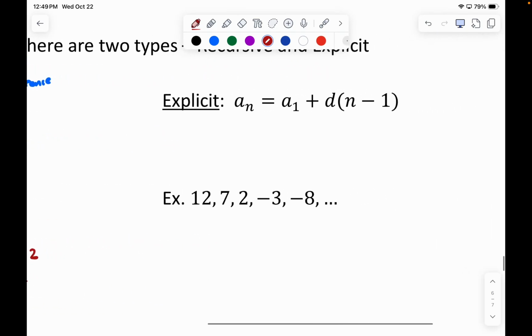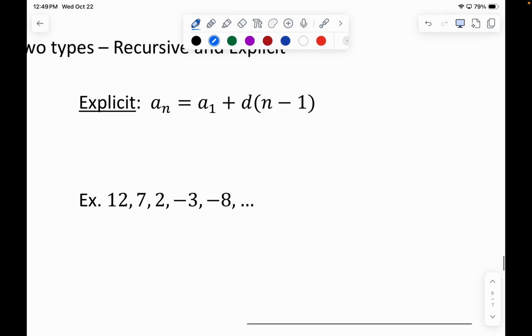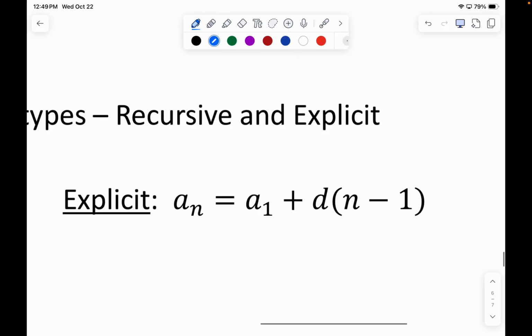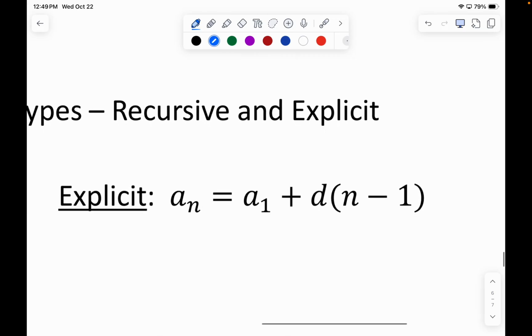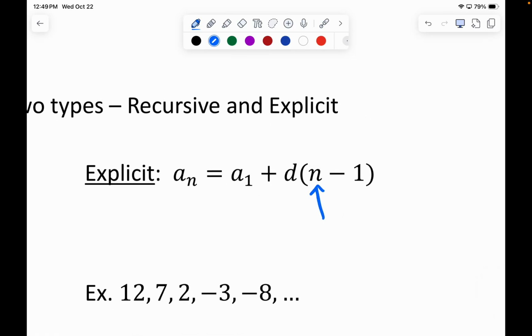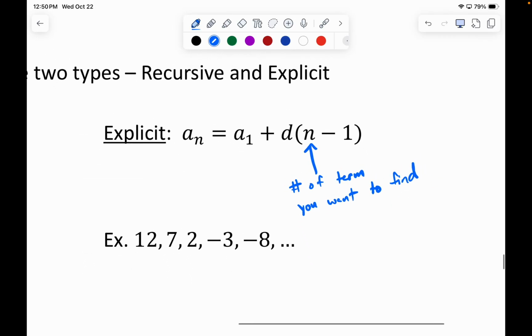Now, on the other hand, the explicit rule, that one's better. I'll show you why it's better here in a little bit. One of the reasons why it's better is the formula. It's just one thing. And if you look at the formula real quick, it has a lot of the same parts, right? A of n equals a1 plus d. Now, it just has this n by itself. So I am going to label that. That is the number of the term you want to find. And we'll do that here in the notes, like on this next problem. Otherwise it's a lot of the same parts. Just looks a little different. So it's the number of the term you want to find.